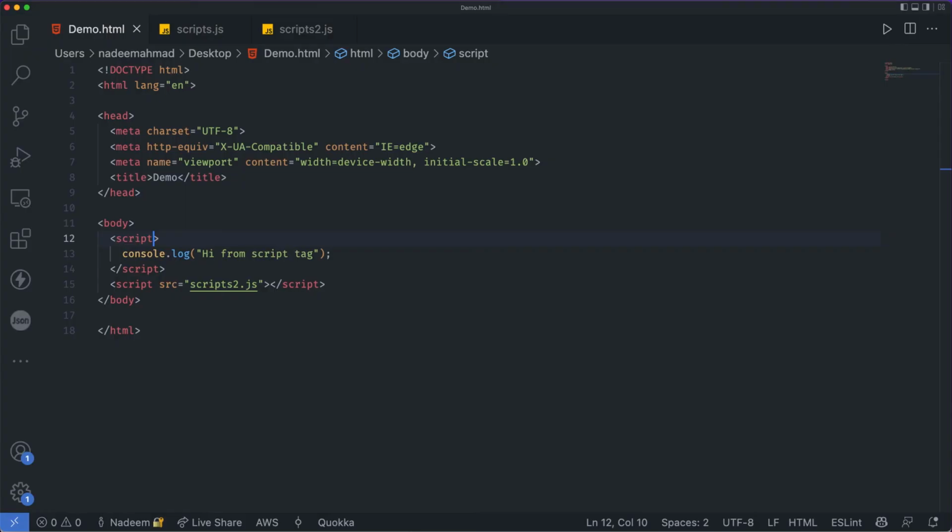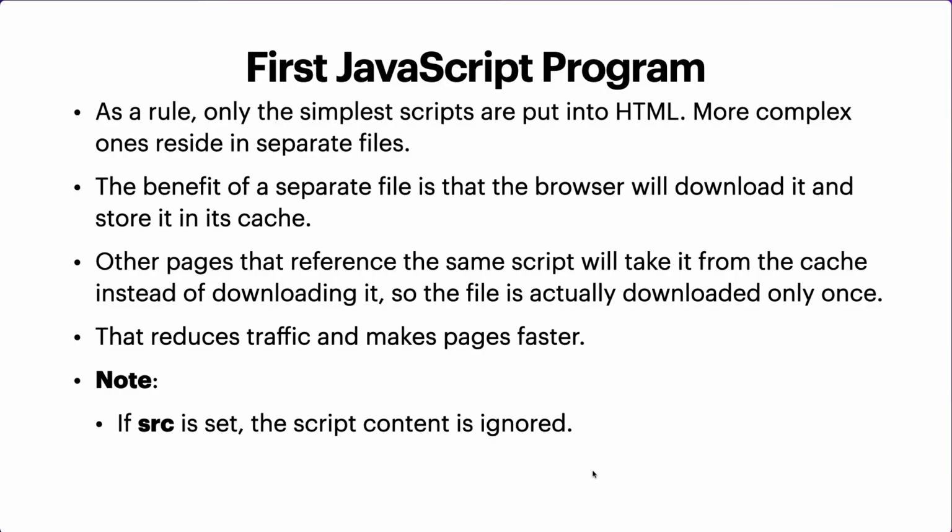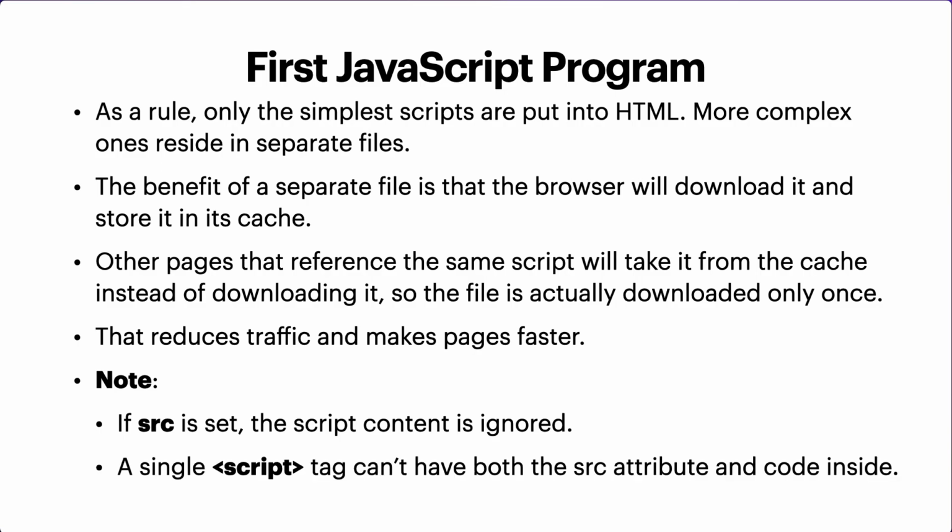So yeah, this is what we mean by: if the source attribute is set, the script's content is ignored. A single script tag cannot have both the source attribute and code inside, so you just have to get rid of one of them and then your code will run.